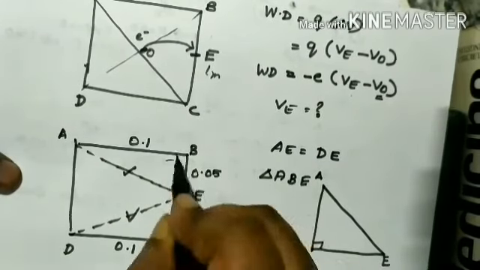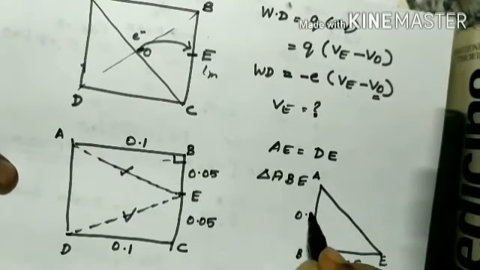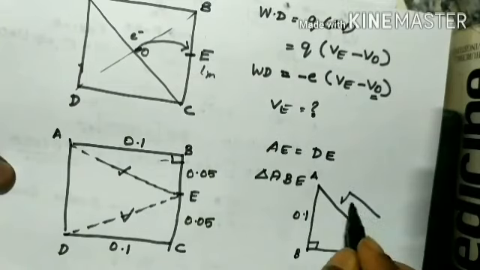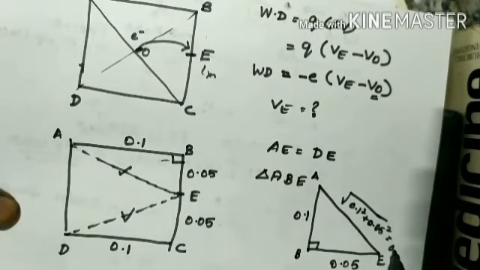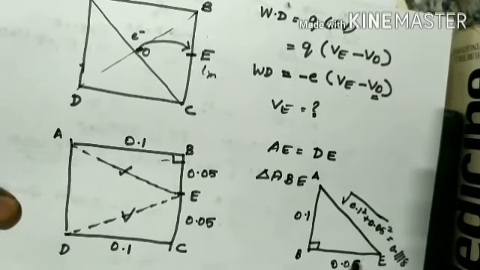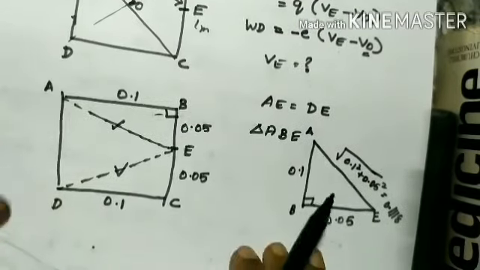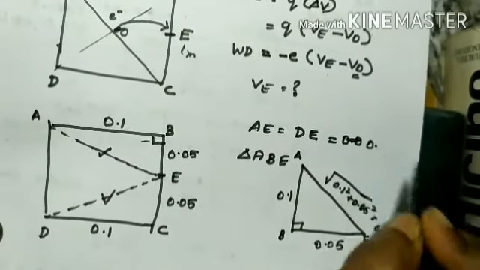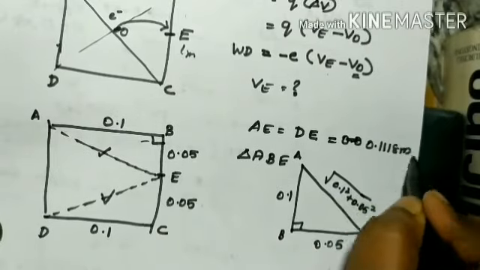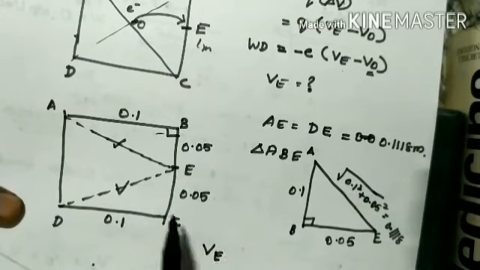B is 90 degrees, and BE is given as 0.05. AB is 0.1. So what will AE be? Root of 0.1 squared plus 0.05 squared. Find the value. You will find the value as around 0.1118. That is the value of AE. You can calculate it by yourself. So DE also will be 0.1118 meter.